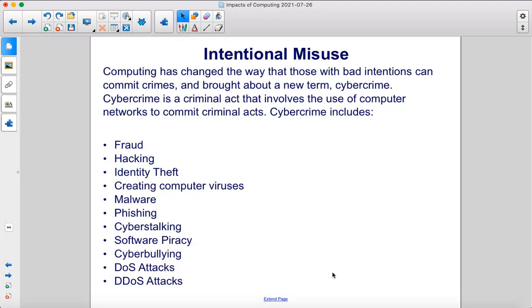Computing has changed the way that those with bad intentions can commit crimes, and brought about a new term, cybercrime. Cybercrime is a criminal act that involves the use of computer networks to commit criminal acts. Cybercrime includes fraud, hacking, identity theft, creating computer viruses, malware, phishing, cyberstalking, software piracy, cyberbullying, DOS attacks, and DDoS attacks.